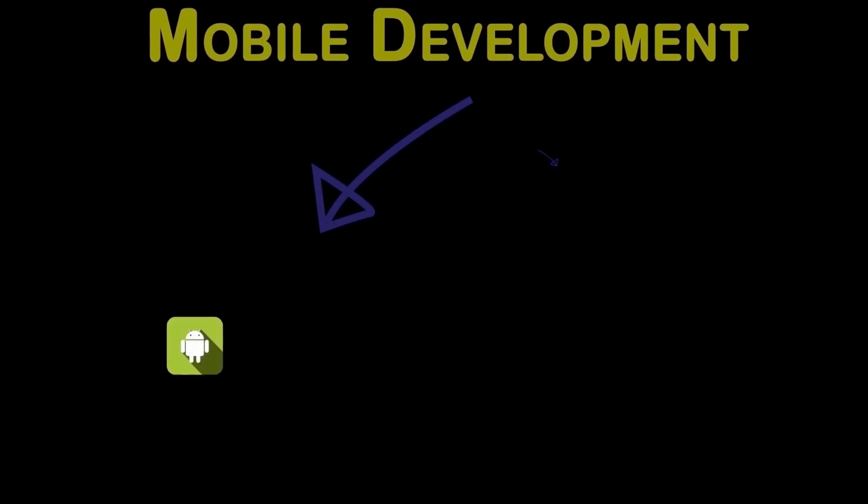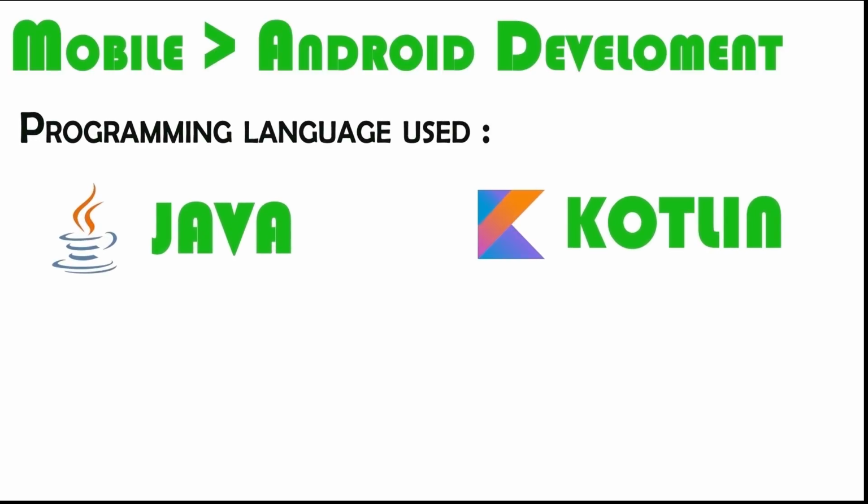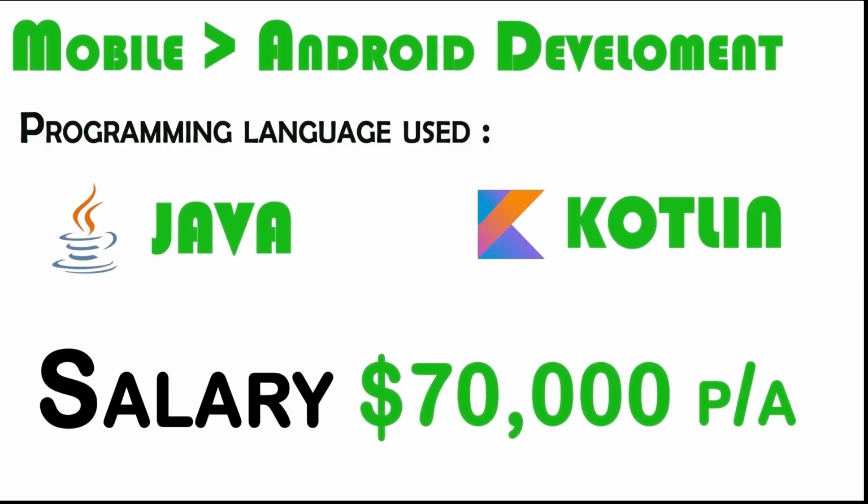In mobile development, we have mainly two, Android and iOS development. In Android development, the programming languages used are Java and Kotlin. The average salary of an Android developer is $70,000 per annum.